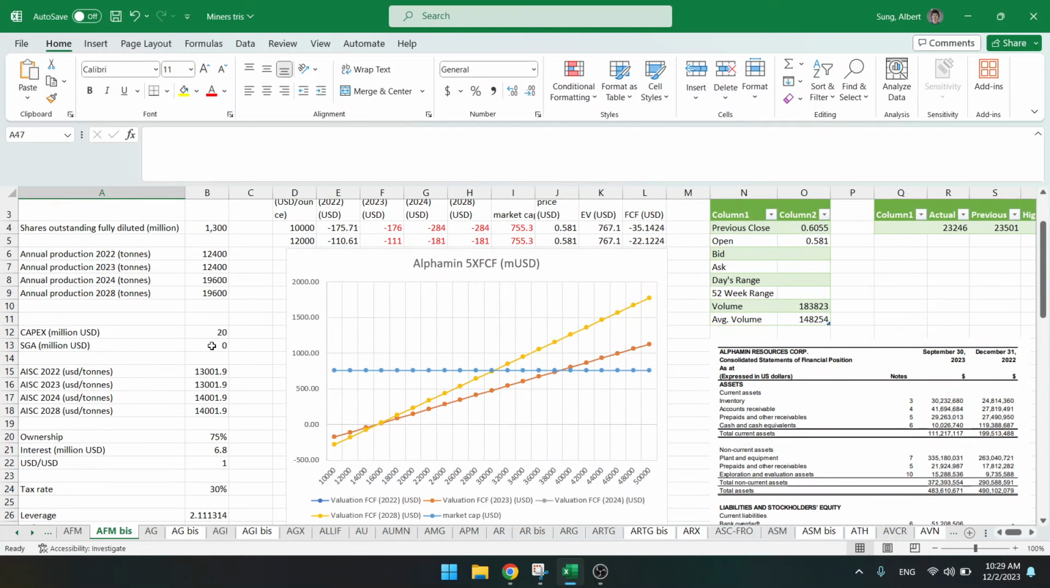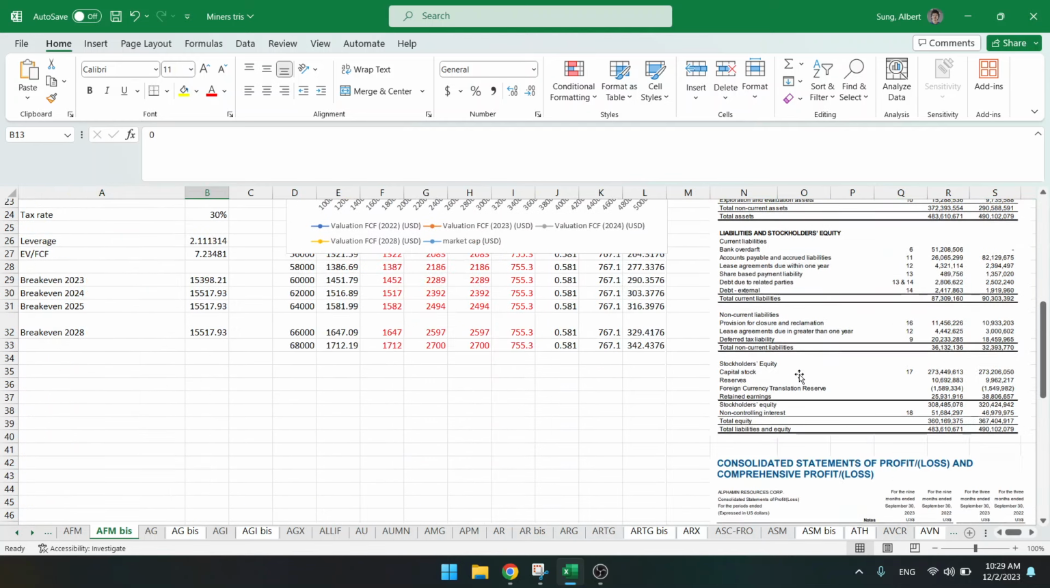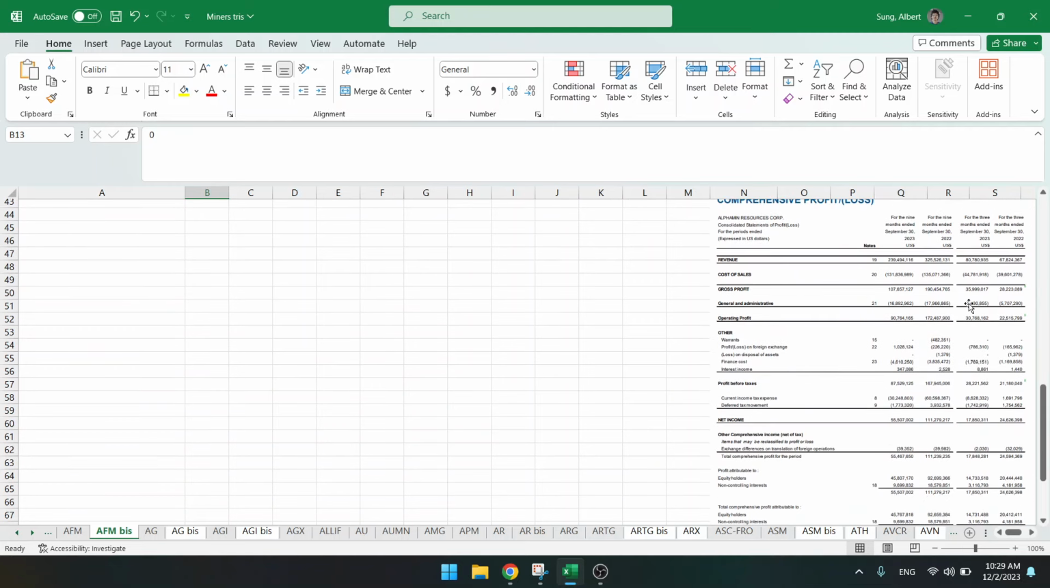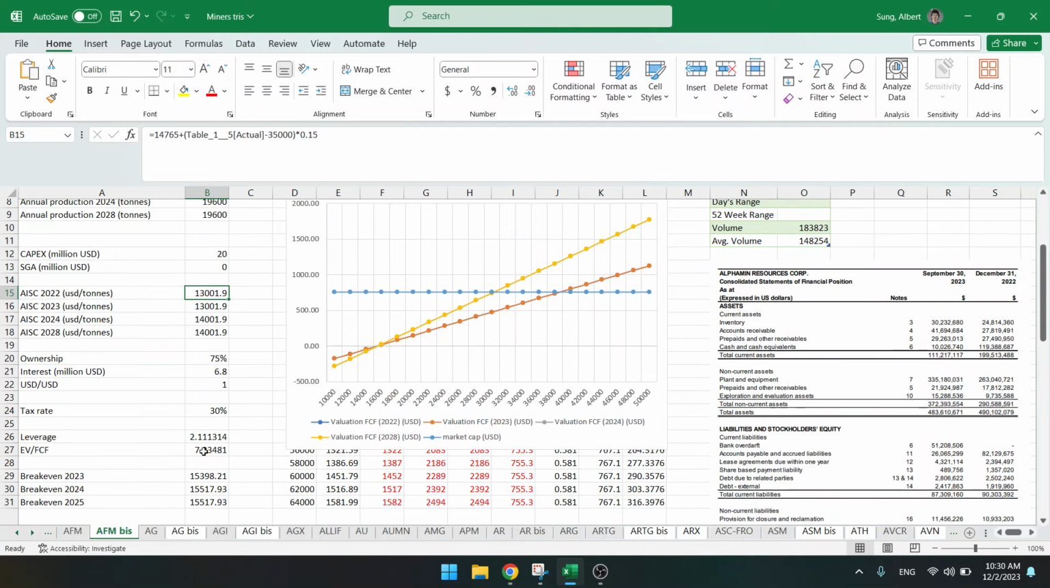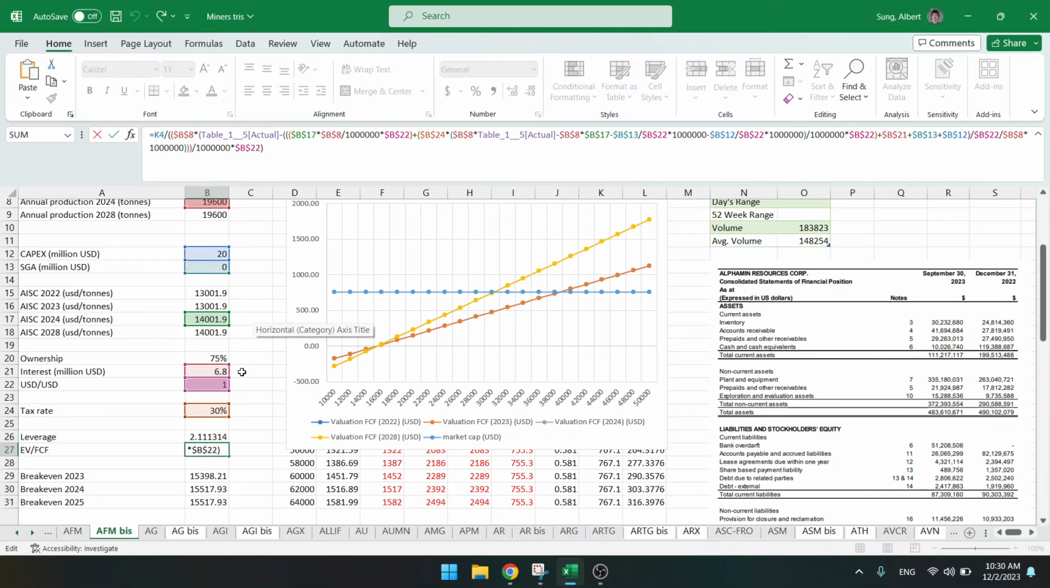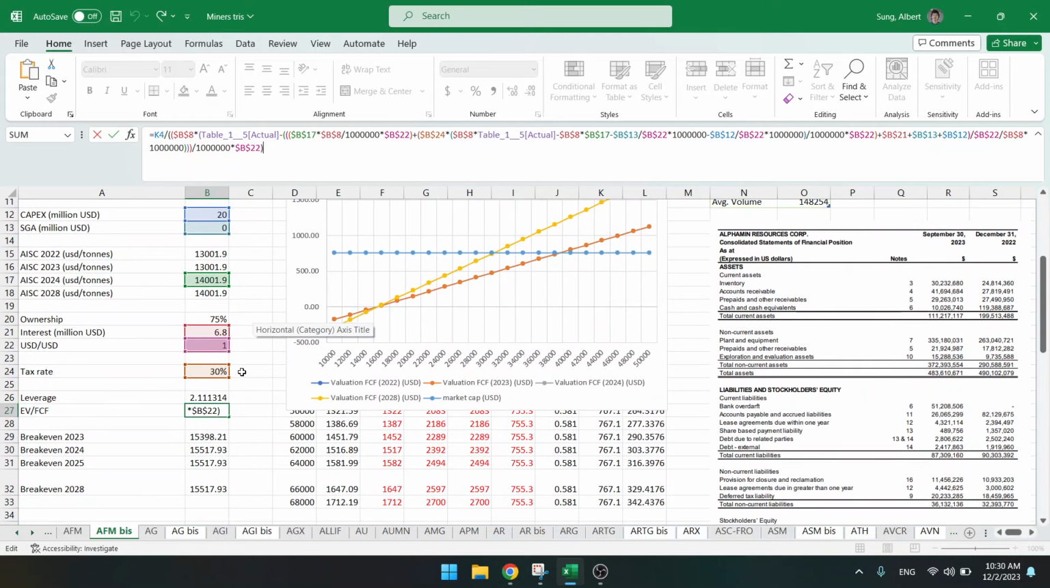I don't know, maybe I should include the SG&A here. Let's add 5 million SG&A. Maybe they didn't include it in the, but they actually did include it. I'll leave it at 0. Let's use these numbers. So EV to free cash flow is going to be next year at 7.